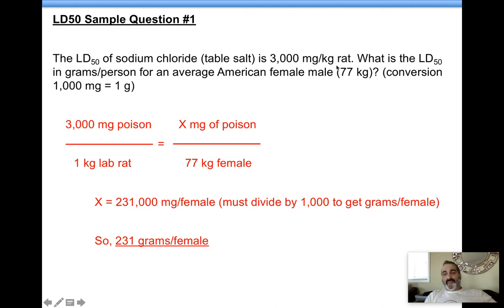Let's think about it from basic numbers. Look at this conversion here. 1,000 milligrams is 1 gram. So this is saying 3 grams of sodium chloride will kill a 1 kilogram rat. Think of it that way, because our final answer needs to be in grams per person. That's why I'm showing you that. So 3,000 milligrams per 1 kilogram rat will kill 50% of the rat population.